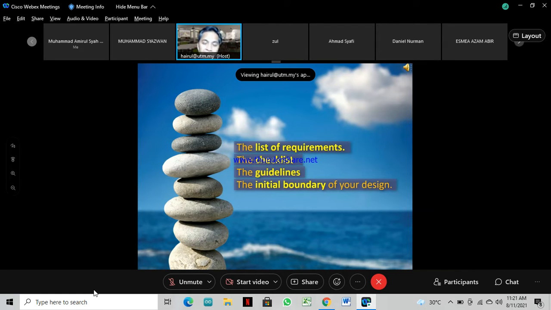I mean, after you and your team members have finished your PDS, each one of you must have copies of it. The PDS cannot be one page; it must be a lot. Because if it's one page, shallow, two pages is also shallow. I think you need four pages at least, A4 size. So you have to make the checklist, line by line, guideline. The initial boundary of your design.